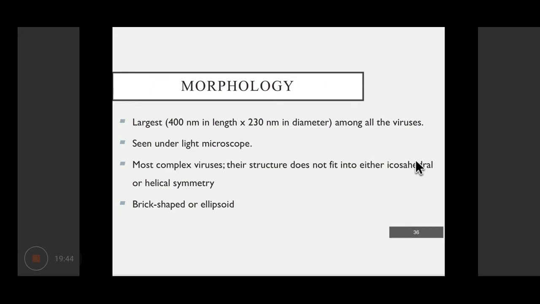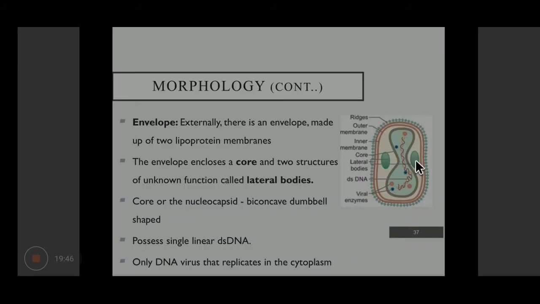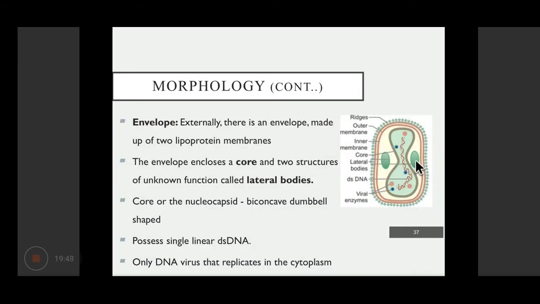They are quite complex viruses. Their structure resembles that of a brick. Externally there is an envelope, and it encloses a core in the center, and on the sides there are two lateral bodies whose function is relatively unknown.